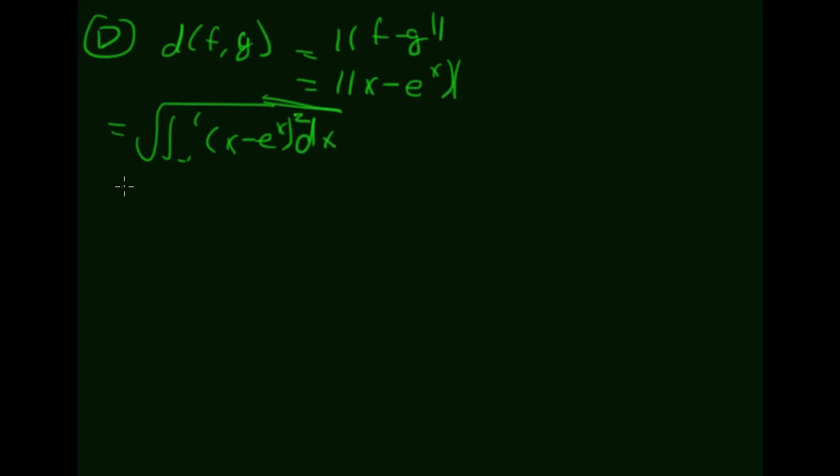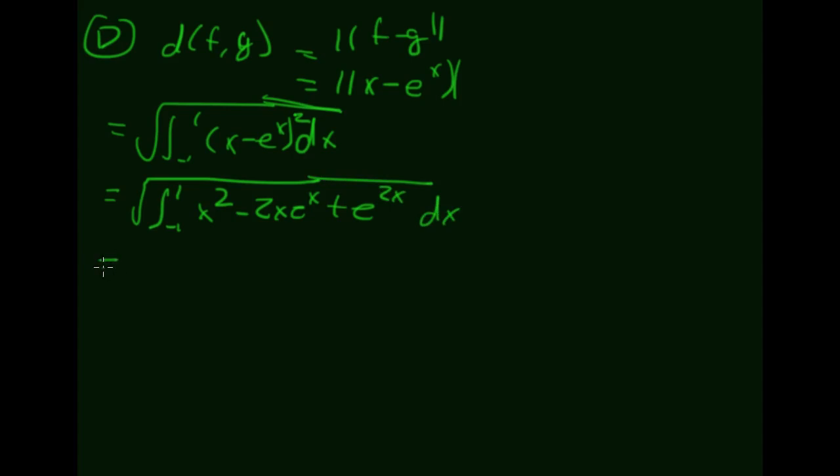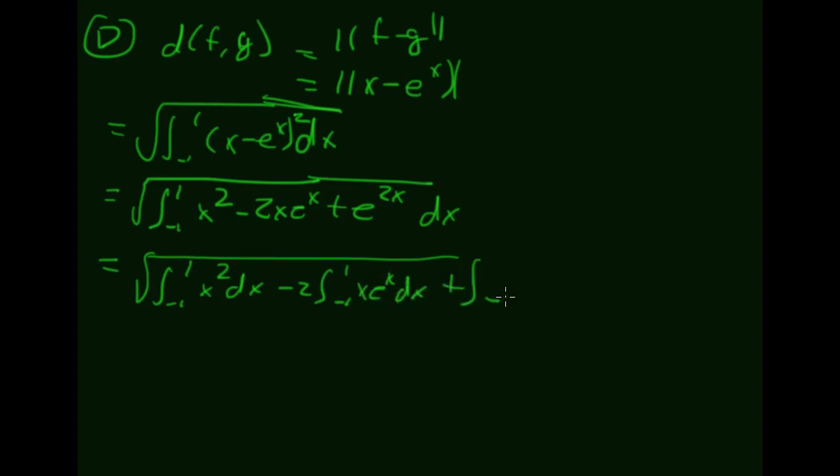All right, so expanding that, we get x squared minus 2x e to the x plus e to the 2x dx. So we break the integral apart. We get the integral from negative 1 to 1 of x squared dx, minus 2 times the integral from negative 1 to 1 of x e to the x dx, plus the integral from negative 1 to 1 of e to the 2x.